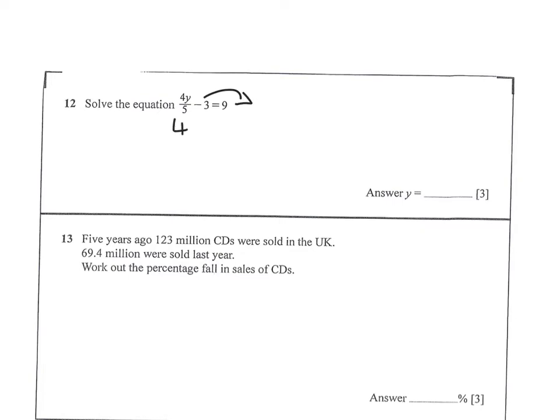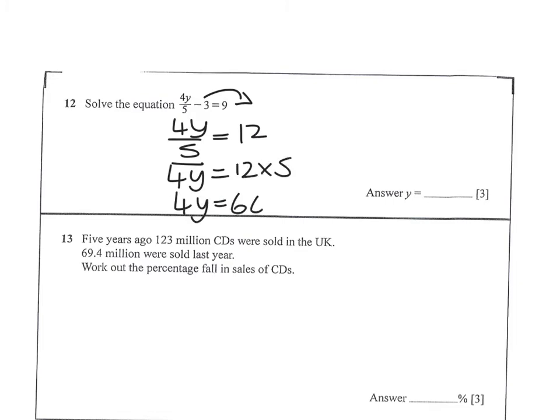Okay, when we're solving the equation one step at a time, the first thing we're going to do is the minus 3. So 4y over 5 equals 9 plus 3, which is 12. Second thing we're going to get rid of is the 5. So it will be 12 times 5. So 4y is 60, which means y is 60 divided by 4, which is 15.